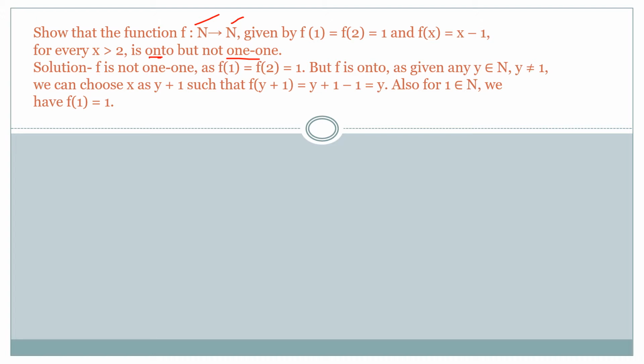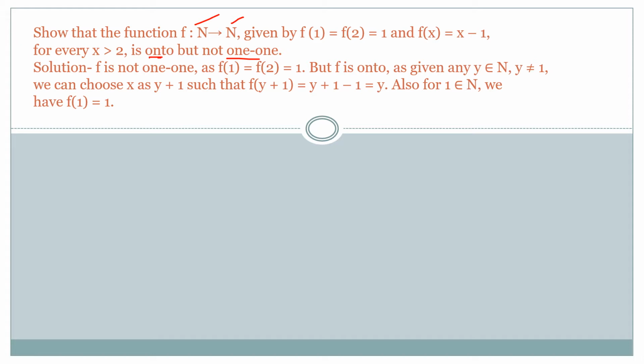So see, first example is: show that the function f from N to N, meaning natural number to natural number, given by f of 1 is equal to f of 2 is equal to 1, and f of x is equal to x minus 1 for every x greater than 2, is onto but not 1-1.